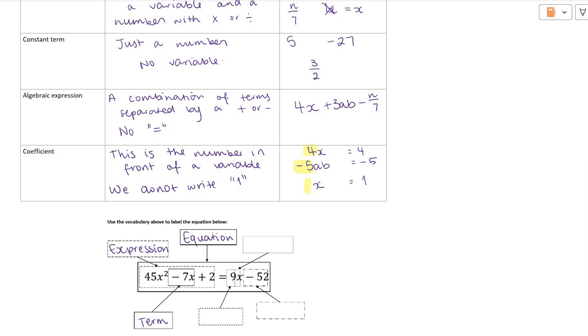Moving on to the number 9 there, that there is your coefficient because it's out the front of your x. That negative 52 on the end is the constant term because it's just a number. So constant term. And then that x is your variable or your pronumeral. You do need to get used to seeing both those words being used.